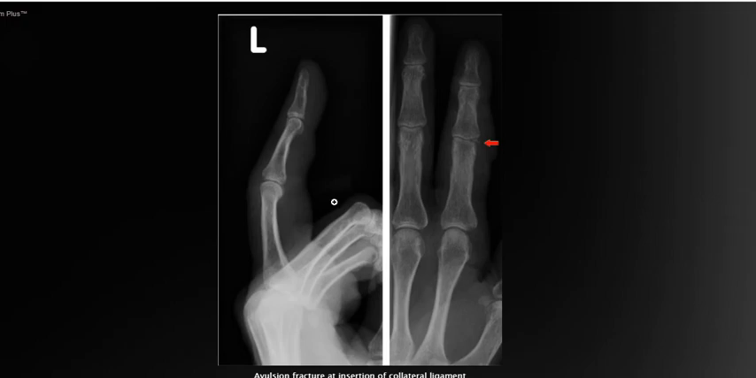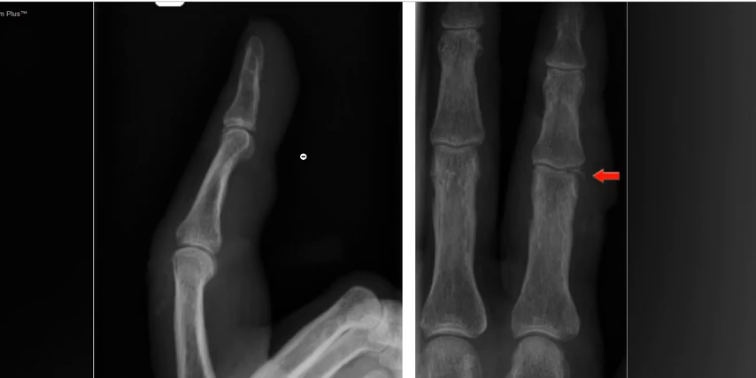Here's an example of an injury, an avulsion fracture at the insertion of a collateral ligament. This is the second digit of the hand, and there's a small avulsed fragment of bone there from the collateral ligament. It's demonstrated in the DP view of the finger. It's not so clearly seen in the lateral. There's a break in the cortex and we can clearly see the avulsed fragment.